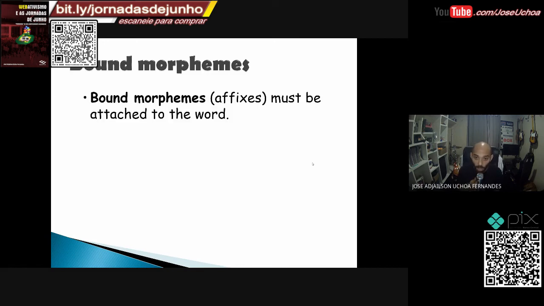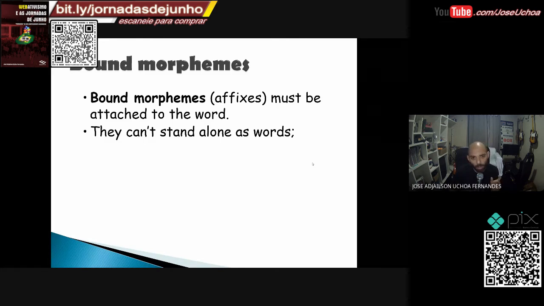Bound morphemes are affixes, ok? E ao dizer que eles são affixes, it means that they are either prefixes or suffixes, and they must be attached to the word or to another morpheme to form a word. They can't stand alone as words. They are not words, and that's why they are bound, okay? Because they are dependent. If you consider that bound is a synonym of dependency, then you know what a bound morpheme is.